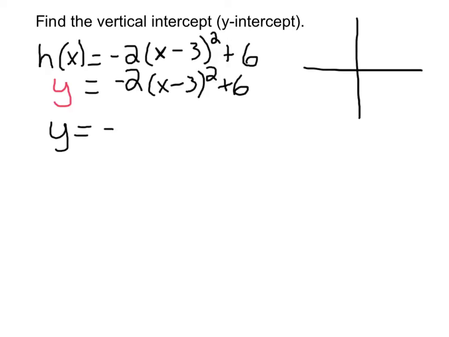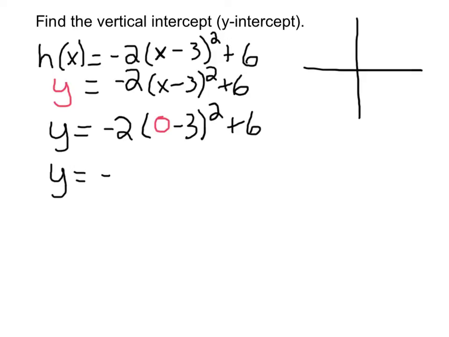I'm going to rewrite the entire equation. This time, instead of writing x, I'm going to write 0 because that's what x equals. Now I just have to simplify it. Okay, 0 minus 3 is negative 3, so I'll write that out. y equals negative 2 times negative 3 squared plus 6.